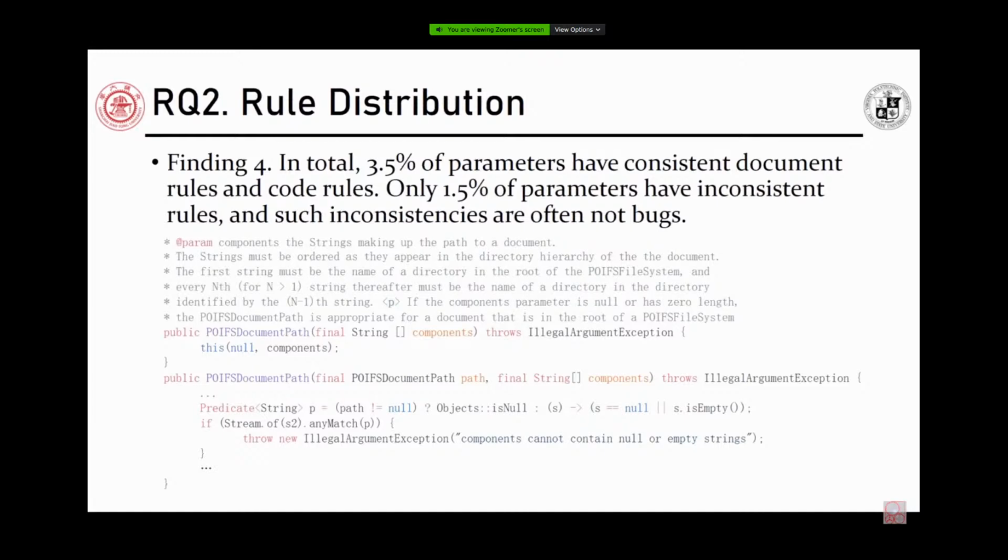For example, the following code snippet comes from Paul. Its documents and code define different rules. Although they are inconsistent, they are both correct, and this is not a bug.